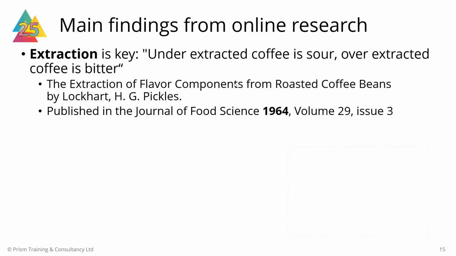What did I learn from all this research? Well, it seems that the key to making a good espresso is the extraction. Basically, this is how much coffee we are pulling out from our ground coffee into the drink that we end up consuming. And there is a long established theory that says under-extracted coffee is sour, over-extracted coffee is bitter. So the idea is we want to get somewhere in the sweet spot in the middle where it's not too sour, not too bitter. We want it just right. So extraction is going to be absolutely critical if we want to get the coffee tasting good.